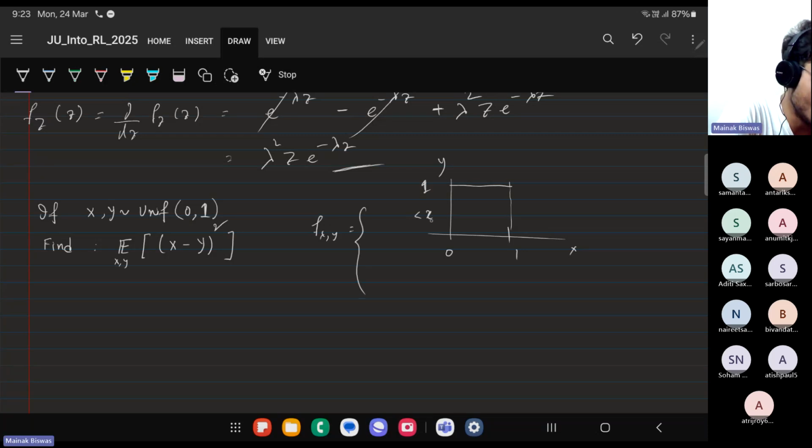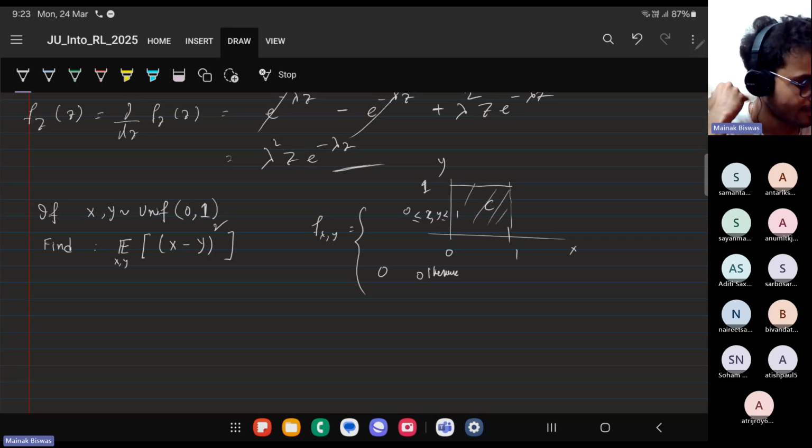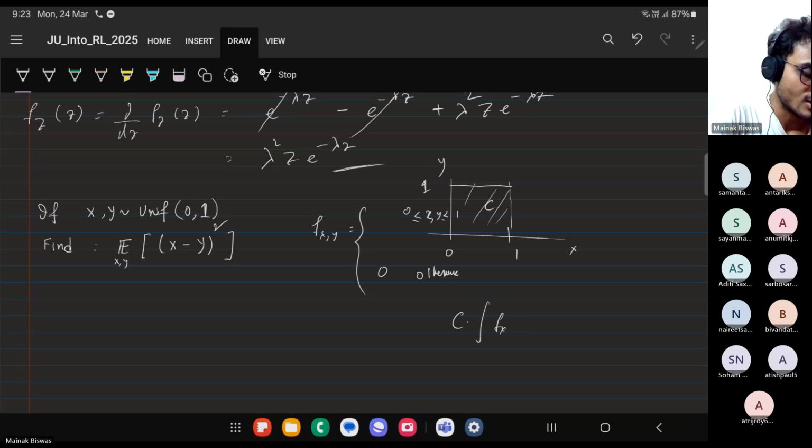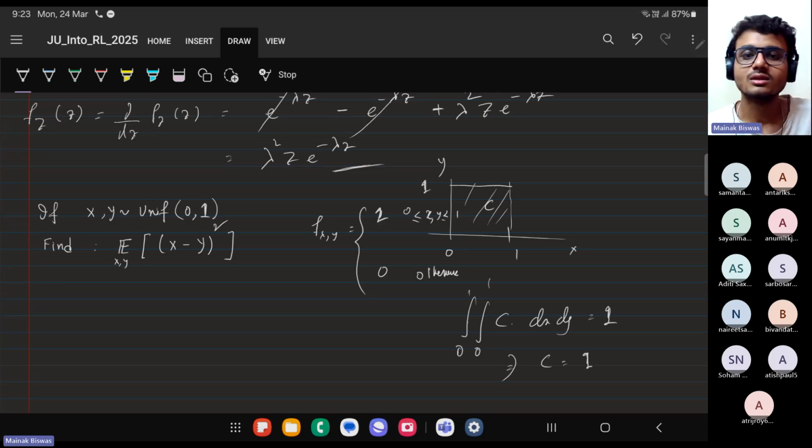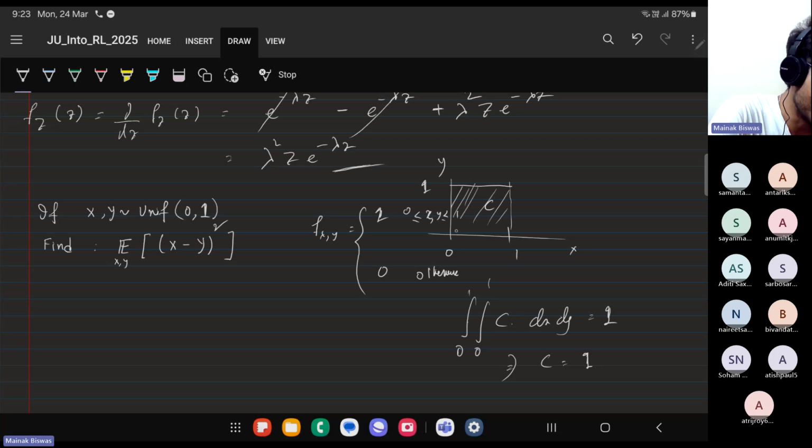If x and y are between 0 and 1, 0 otherwise. So again, if I consider this area to be C, what is C going to be? C times the integral of f of x. It's a uniform distribution, right? So the integral over 0 to 1, 0 to 1 of f of x dx dy is equal to 1. So C is equal to 1. Is this fine? It's the square, right? The area under which I am trying to get the expectation is a square, of both length and width 1.